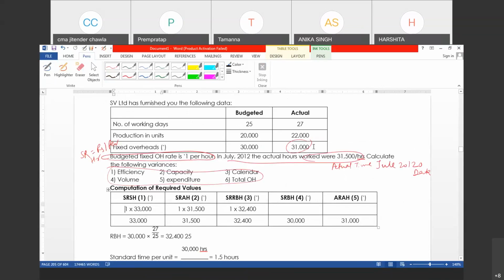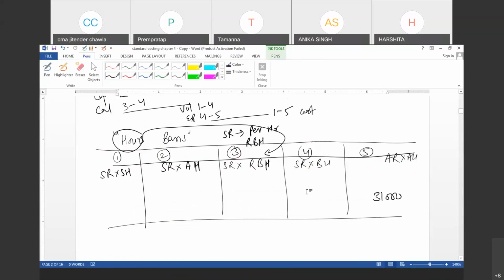This is given to me, और एक तो ये given है, एक ये given है. तो एक फिगर मेरे को ये given है, ARAH. ये फिगर given है. स्टैंडर्ड रेट गिवन है, बताइए. ₹1. Am I right? Please reply. Am I right?